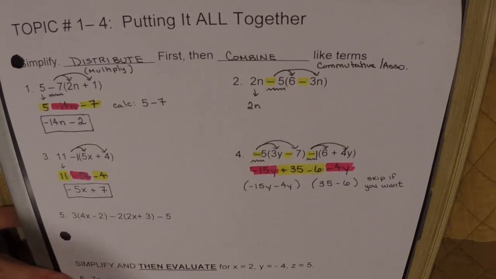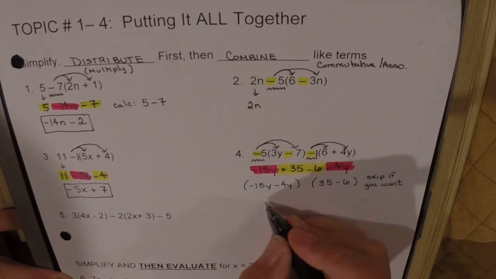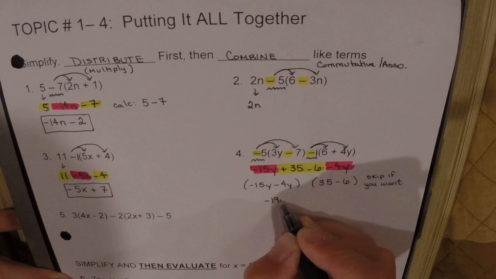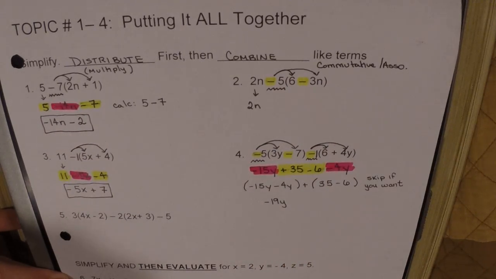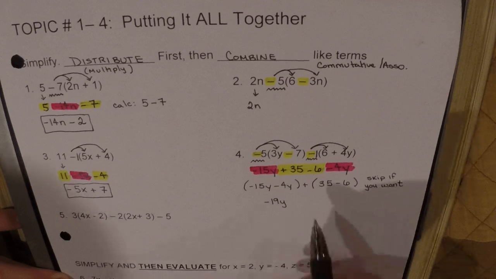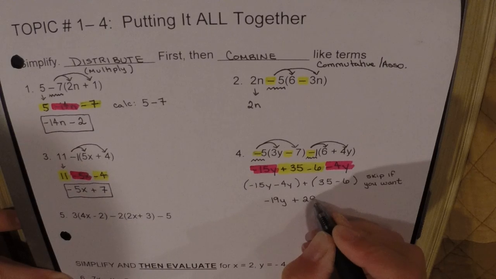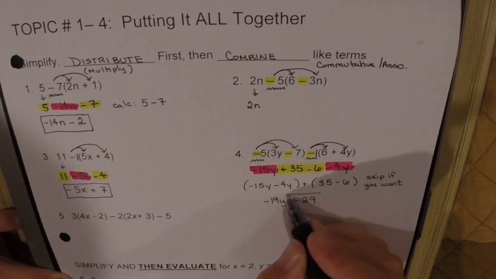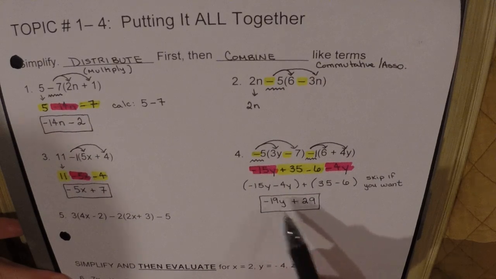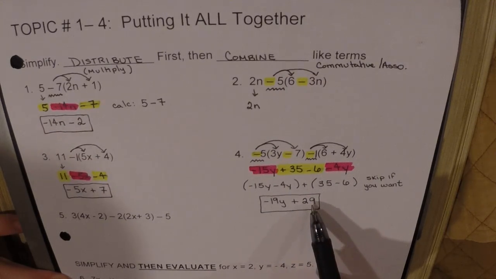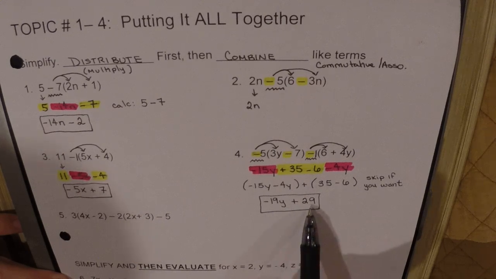So now if I do this set, negative 15y minus 4y, I get the negative 19y. And then there's always that plus that goes in between here. Then I have 35 minus 6, which would be positive 29. So that would be my answer. Again, remember, I can't put this with this because they're not like terms. This has a y variable and this does not.